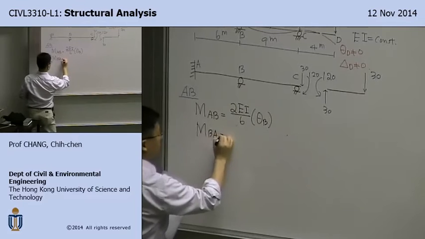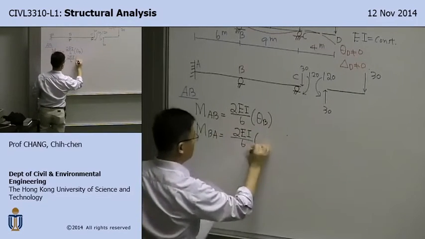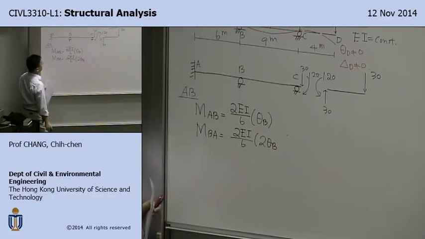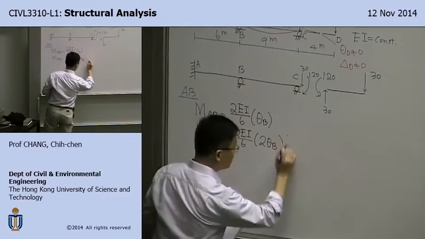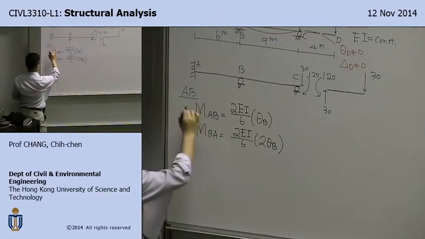M_BA, 2EI over L, 2 times theta B, 1 times theta A equal to 0. Rigid body rotations equal to 0. That's it. That's element AB.